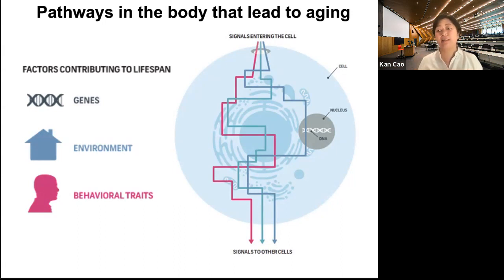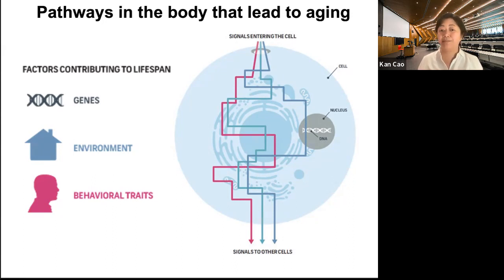As you can imagine, if there is a highly stressful environment or highly dangerous environment, such as we have been going through in the past couple of years, the global pandemic or the war, so this will be something playing into our lifespan. And the last point is the behavior traits, something like whether you smoke, drink, exercise, what type of food you take.